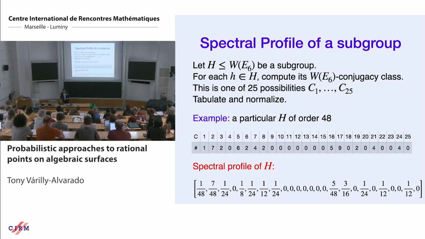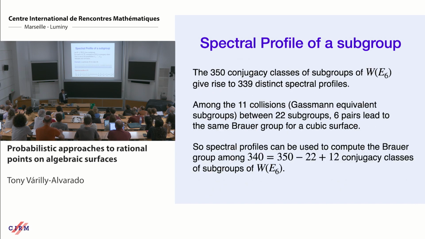Unfortunately, unlike on Earth, where we each have our own fingerprint, not all the subgroups have different fingerprints, but it's close. I told you there are 350 conjugacy classes of subgroups in the Weyl group of E6, but we only see 339 different fingerprints for these subgroups. There are 22 collisions. There are 11 pairs of subgroups that end up having the same spectral profile.